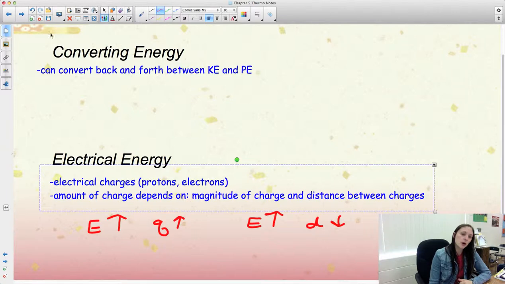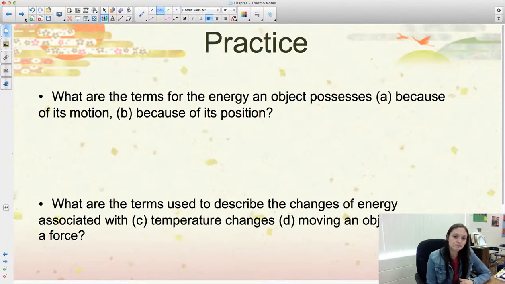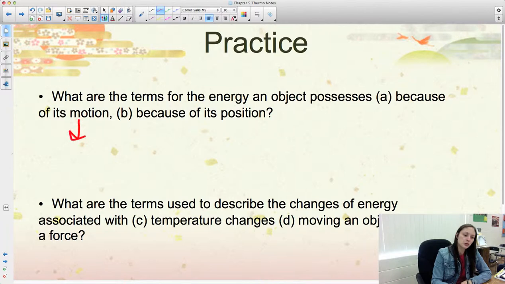So let's look at some practice questions. What are the terms for energy an object possesses: A, because of its motion, and B, because of its position? Well, the motion one is my kinetic energy, and the position one is potential energy. Sometimes you'll see potential energy as uppercase U, but I like to use PE.